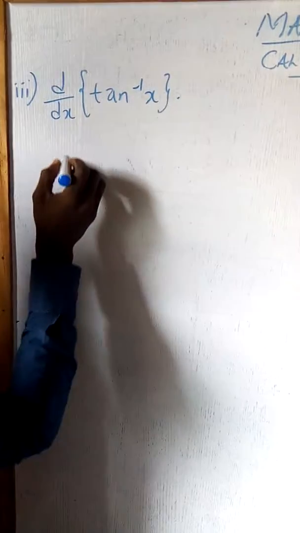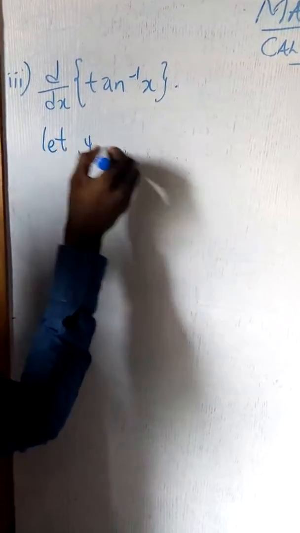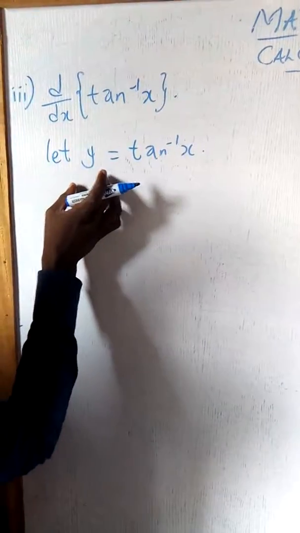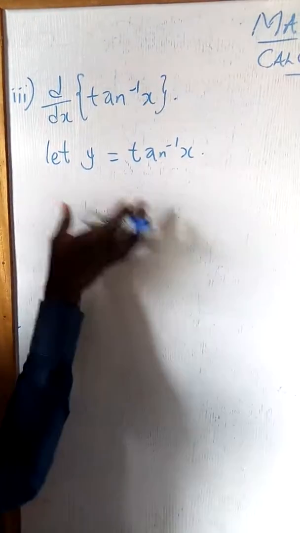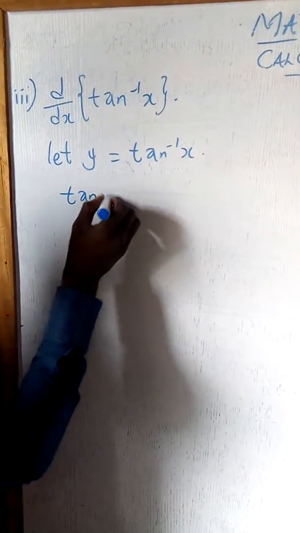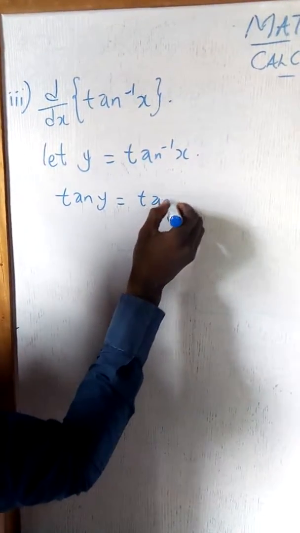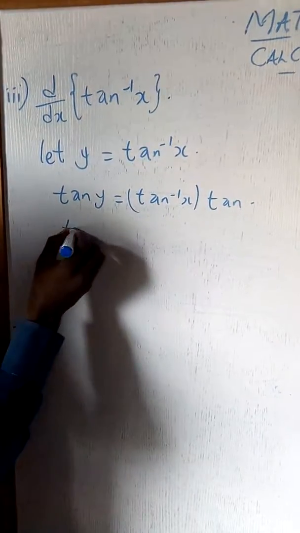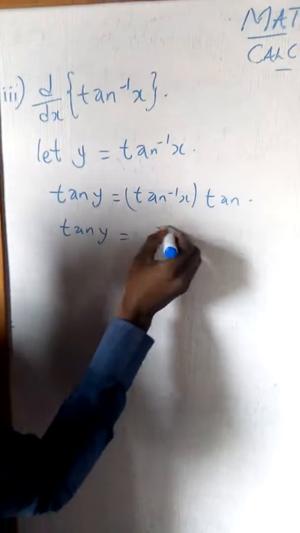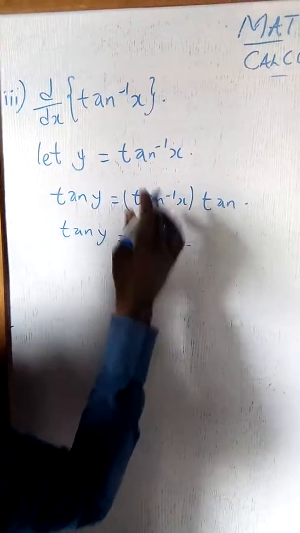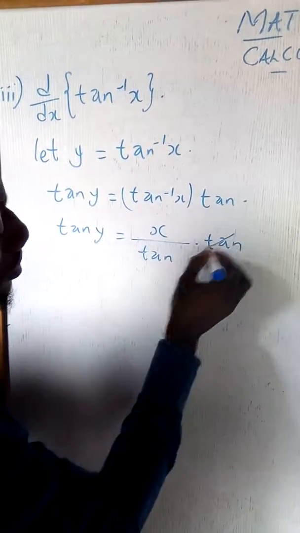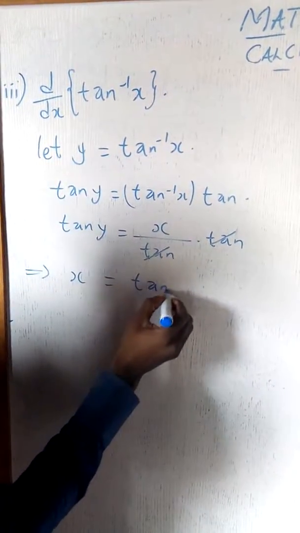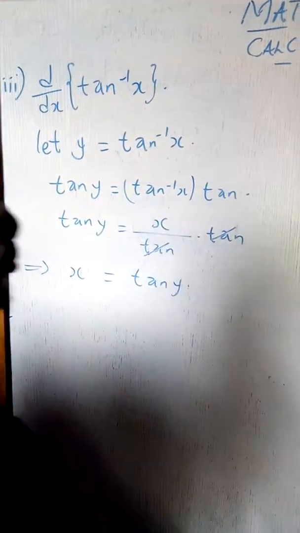Then we can just say let y equals the inverse of tan. You have made y the variable that you introduce now. Following the same procedure, multiply both sides by tan. That's tan y is equal to arc tan, or the inverse of tan, multiplied by tan. So tan cancels out tan here. That implies that x is equal to what? Tan y. x is equal to tan y here.